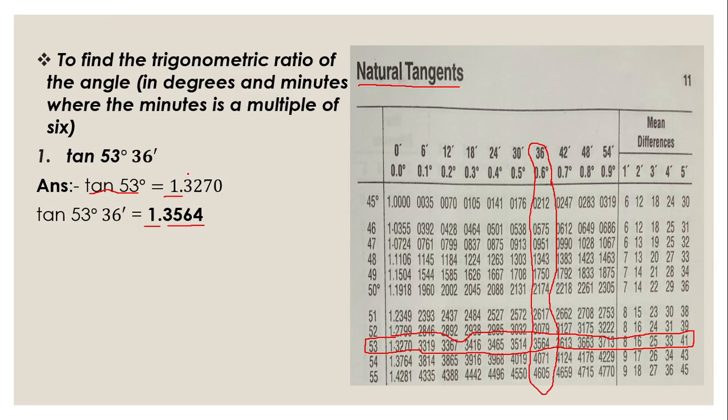Sorry, the tan of 53 degree 36 minute is 1.3564.